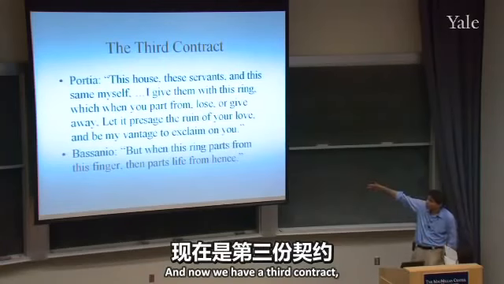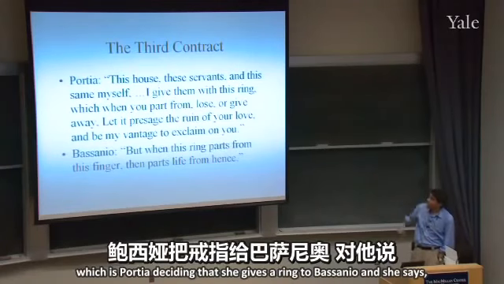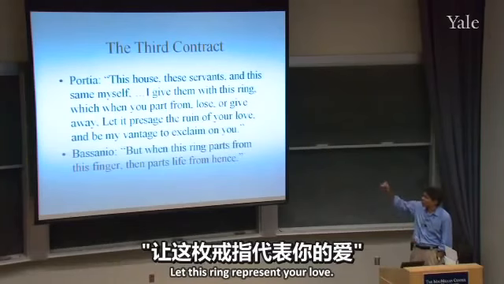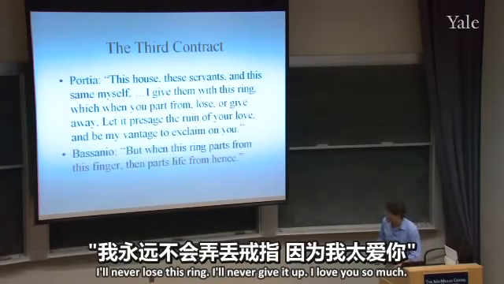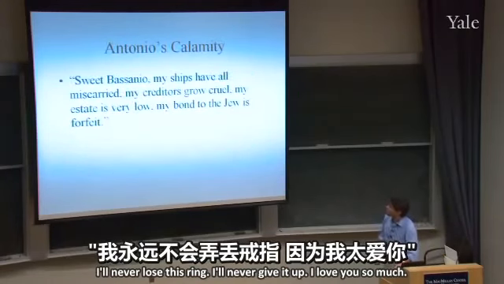And now we have a third contract, which is Portia deciding that she gives a ring to Bassanio, and she says, let this ring represent your love. And he says, when this ring parts from this finger, then parts life from hence. I'll never lose this ring. I'll never give it up. I love you so much.